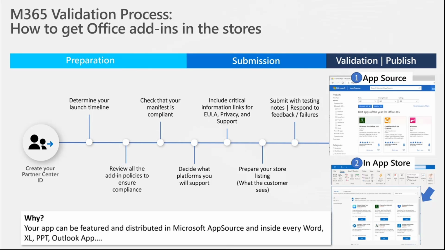And from there, you can go through and decide what platforms you want to support. You make sure that you have all your information ready for your links, for EULAs and privacy and support links. And then you start submitting it inside the Partner Center, where you're going to actually submit it, and you'll send some notes for testing.